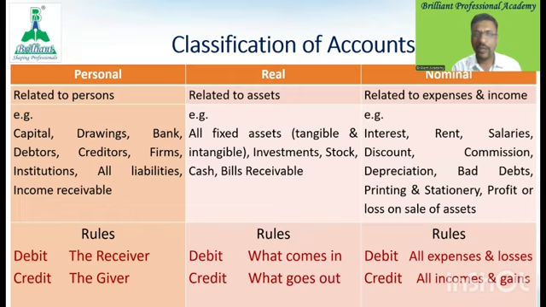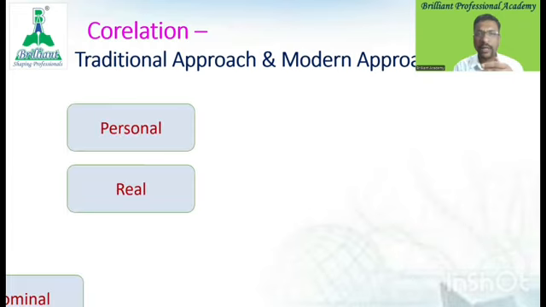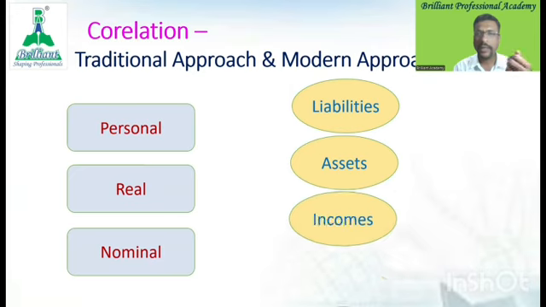Now in the last session, we divided the accounts into four categories. Which were the four categories? Assets, liabilities, income and expenses. Now we are going to link all these classes to the four categories. Let's move further. Traditional approach and modern approach. Traditional approach is classification: personal, real, nominal. Modern approach is categories: assets, liabilities, income and expenses. So there are three classes and four categories. Now just link them to each other.